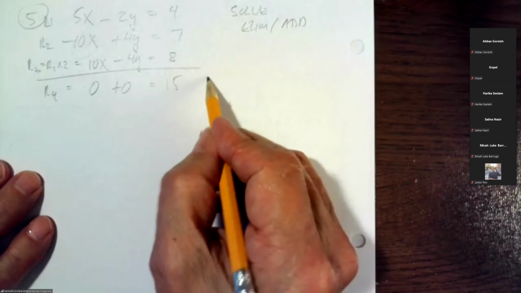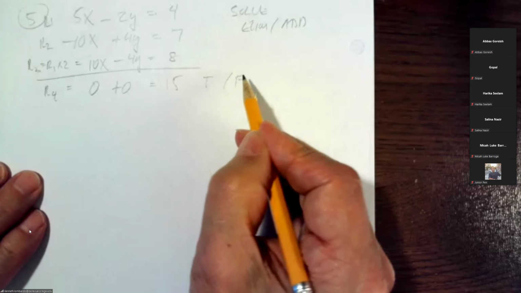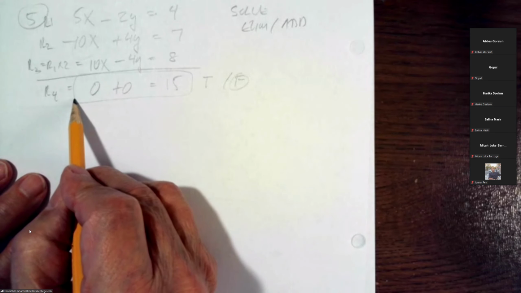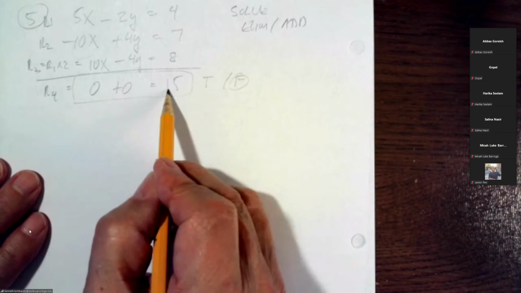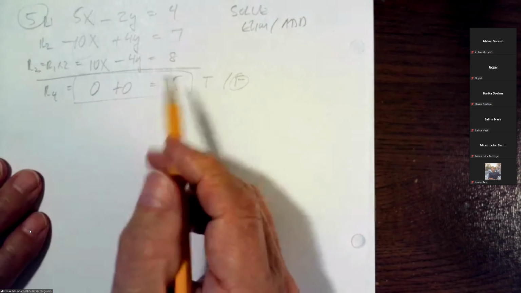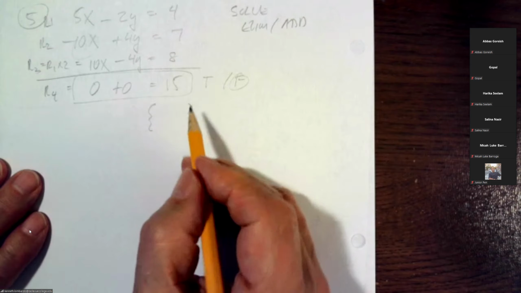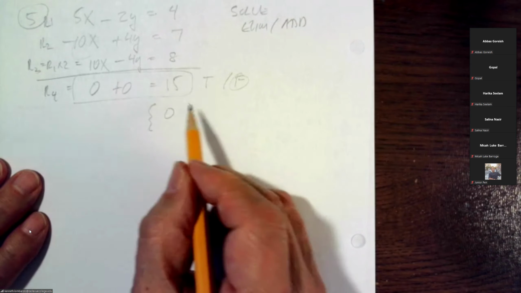Is this true or false? New volunteer. Is this false? That's going to be false, isn't it? So if this is false, this isn't a solution, is it? 0 doesn't equal 15. That's false. So that indicates that we don't have a solution set here. We eliminated variables and they all went away. So we can say then the solution set in this case is the empty set.